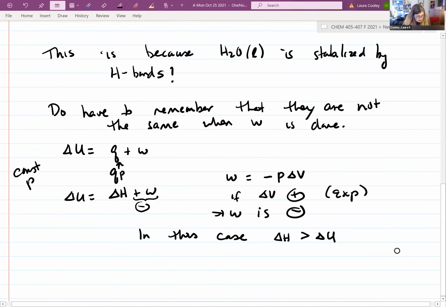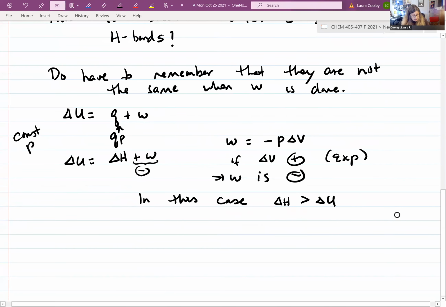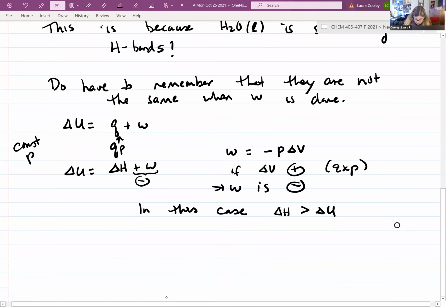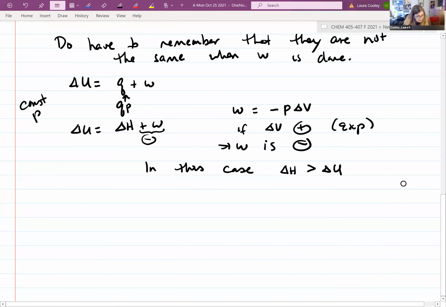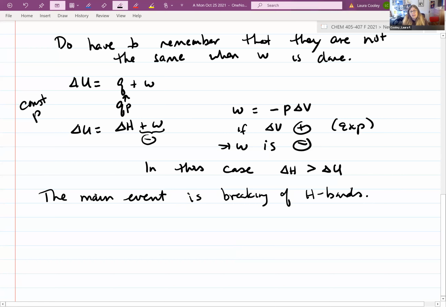So anyway, that's just a little bit on why you get positive delta U and delta H in that problem. So basically in this situation, the increase in internal energy is much more important than the work. So the main event really is the breaking of those hydrogen bonds. And yes, the system expands because you've created a gas, but it's a smaller fraction of the total. It's not as important magnitude wise. Most of the change in magnitude is due to the heat that goes in.